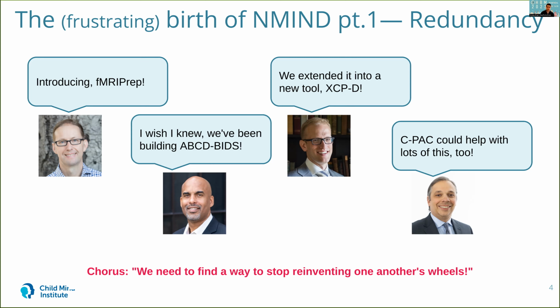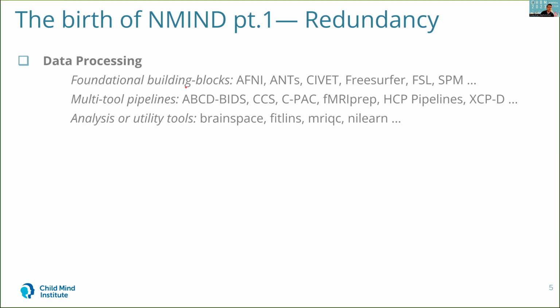This theme of redundancy is not hard to come by in brain imaging. You can look at this from the context of data processing pipelines, whether you're talking about tools that serve as foundational building blocks like AFNI, ANTs, CIVET, FreeSurfer, and so on, or multi-tool pipelines as those I just described, or analysis and utility tools. There's a whole lot of alternatives to choose from, and many of them doing similar things. Same goes for distributed platforms. You have LORIS and COINS, REDCap, XNAT. You have metadatabases like the Canadian Open Neuroscience Platform, DataLad, NeuroVault, NeuroHub. You have analysis platforms like BrainCode, BrainLife, CBRAIN, NeuroScout, and so on.